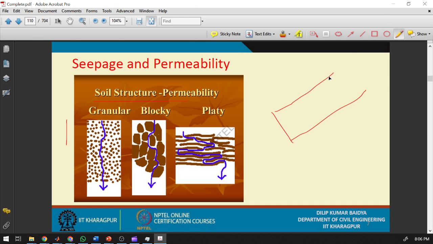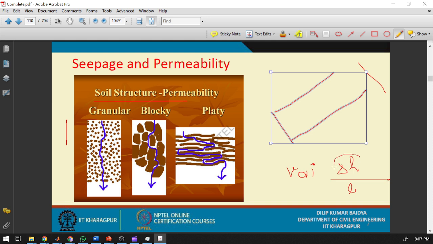what Darcy's law says is that the velocity of flow of water will be directly proportional to the hydraulic gradient. And what is hydraulic gradient? Hydraulic gradient is the difference in head over the length of flow. Okay, so basically what it is saying is, see, head difference we can understand.